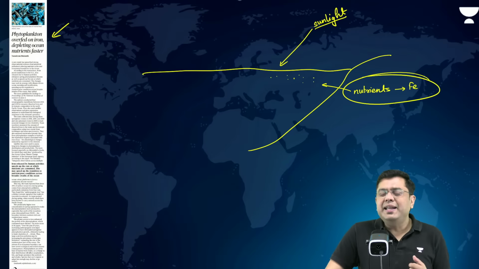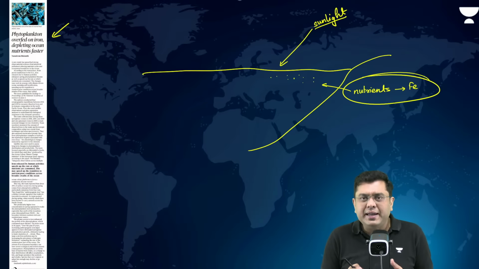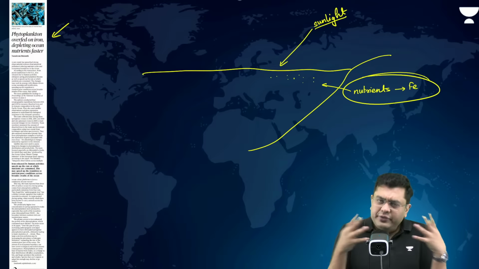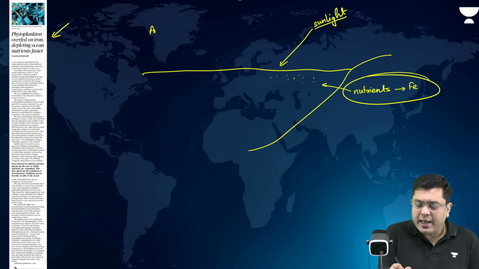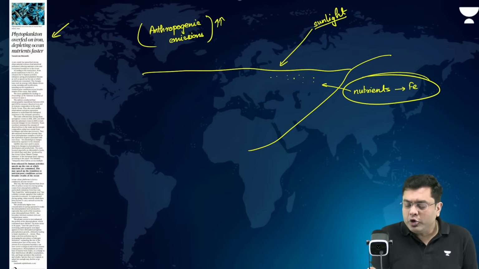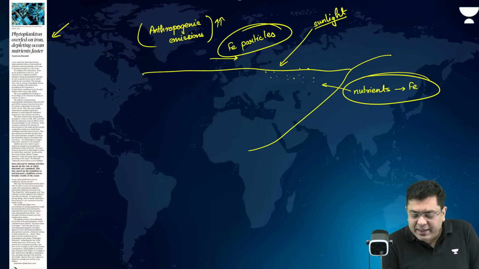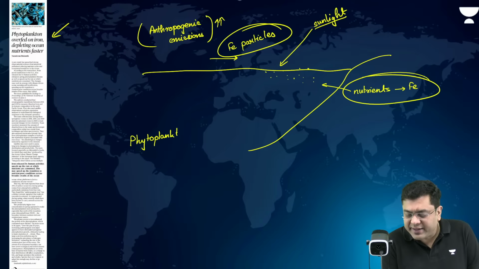However, the study has indicated that over the past few decades there has been an increased amount of anthropogenic emission, that is, human-caused emission. These anthropogenic emissions have been on the rise, due to which many iron particles have been deposited over the oceans. The sudden outburst in iron particles has increased the amount of phytoplankton. The phytoplankton population has exploded.